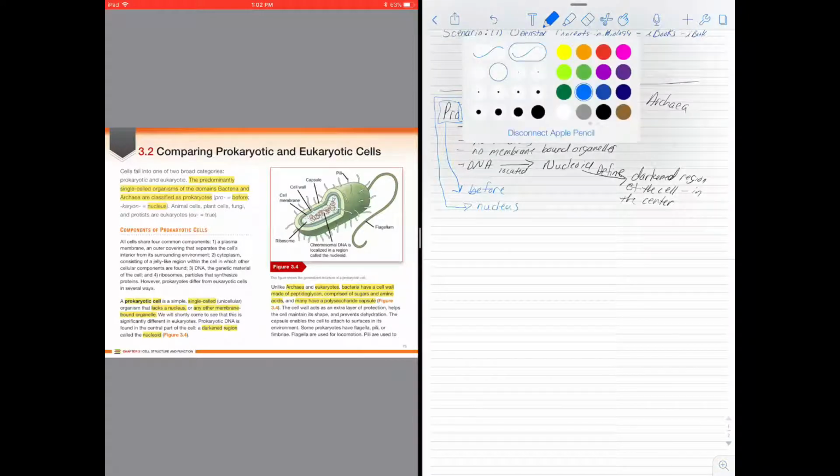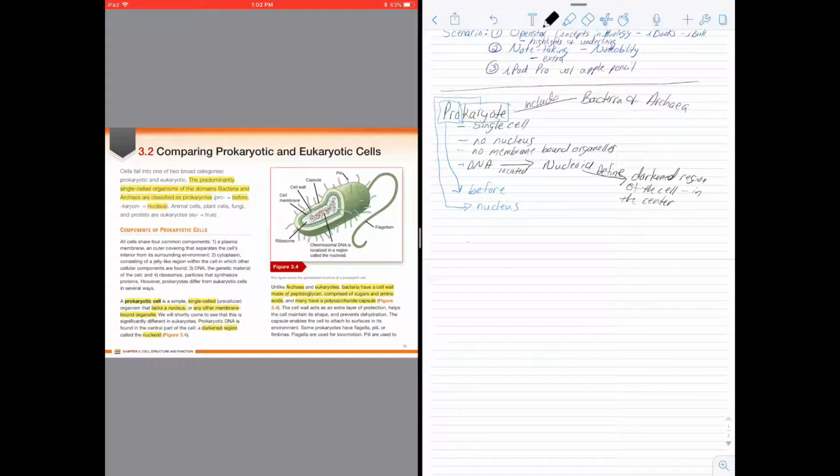So I'm going to go back to my black for my main notes, all right? And I'm going to say bacteria, okay? I know they're a prokaryote, all right? Plus has a cell wall, okay? So I'm going to just put that in there. It's an extra layer of protection. I haven't decided if I want to take notes on that yet. It might be an important detail, but I can always come back to that. Okay, so it's helping it maintain shape and prevent dehydration.